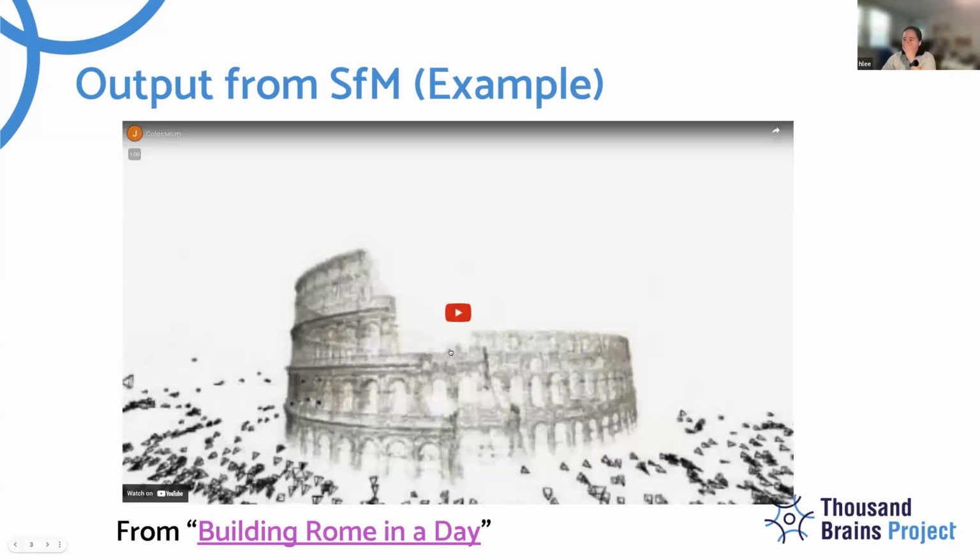Basically, there was research where people took a bunch of images from Flickr. All these black triangular cone things are cameras. When you upload pictures to Flickr, location information is stored with the corresponding picture, and people used those pictures to try to reconstruct the Colosseum in 3D.